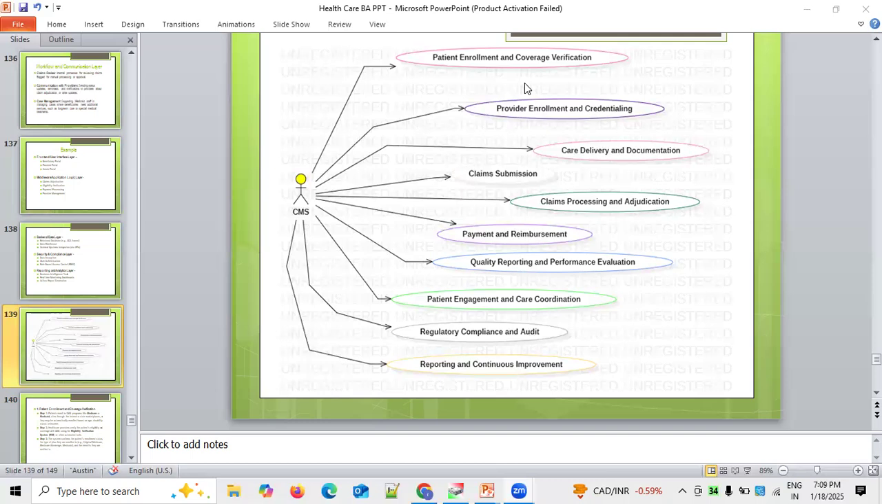Next, care delivery and documentation, because what kind of quality care are we going to provide?